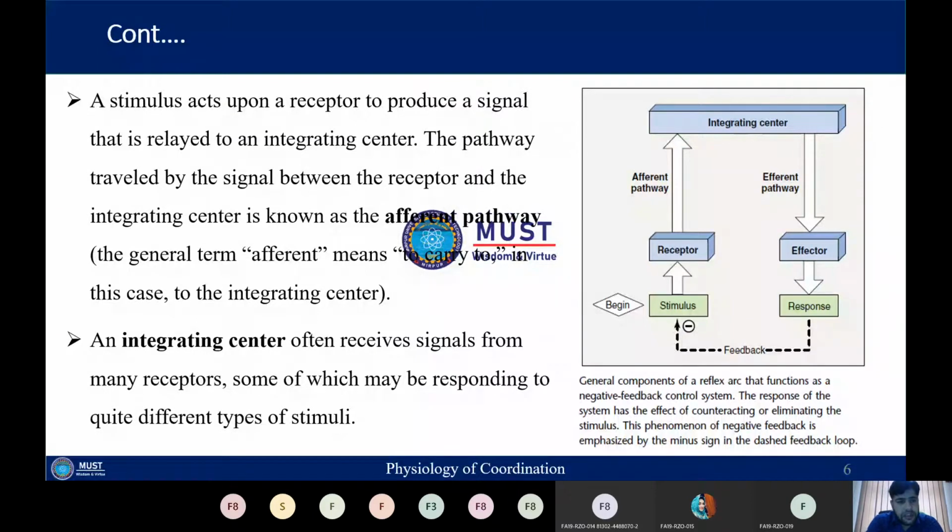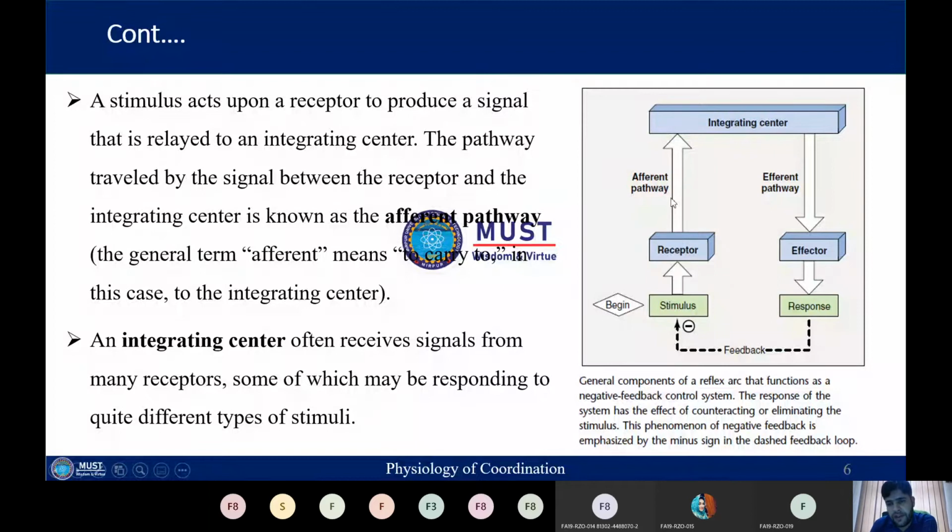As all of you know, the brain behaves as the integrating center. The pathway covered by the signal between the receptor and the integrating center is called the afferent pathway. Here you can see in this diagram that this is the stimulus, and the reflex action starts from here. When any stimulus, that is a change in the external or internal environment, is applied to the body, that change will be detected by specialized cells present in our body. Those can also be called detectors, and those receptors will perceive this change. As a result, a signal will be produced, and this signal will move towards the integrating center. The pathway by which the signal is moving towards the integrating center, which is the brain, is called the afferent pathway.